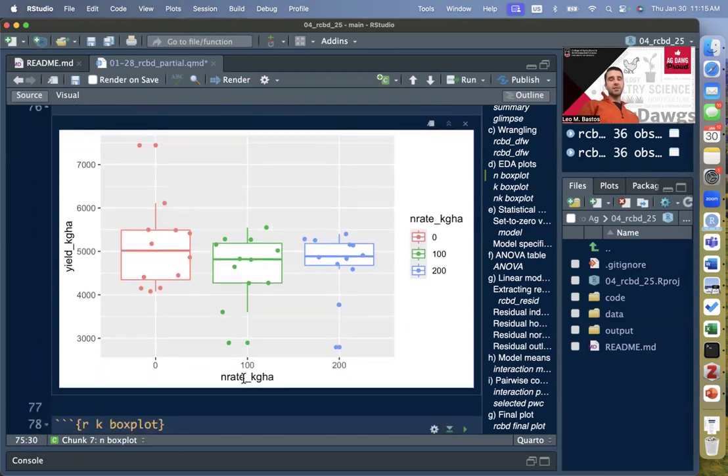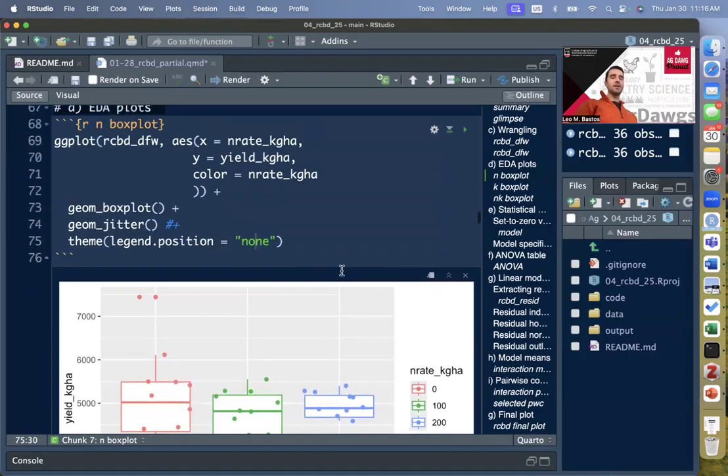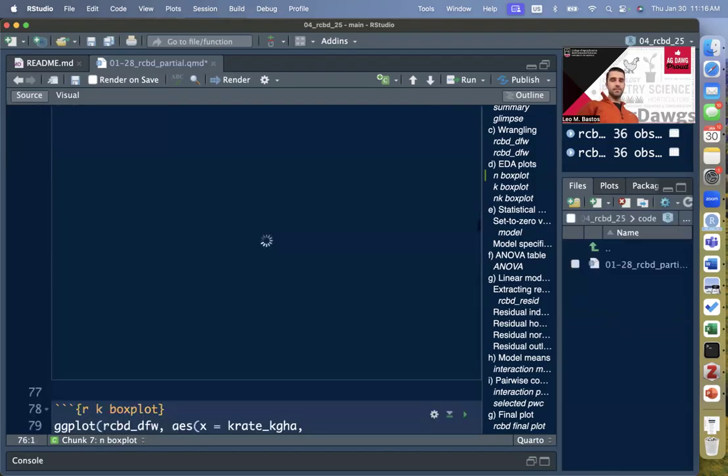In this case, I already know the nitrogen rate is 0, 100, and 200. So this legend is kind of not necessary. So I just removed the legend by using this function called theme, and the argument legend position equals none. That is one of the ways you can inhibit a legend in ggplots.